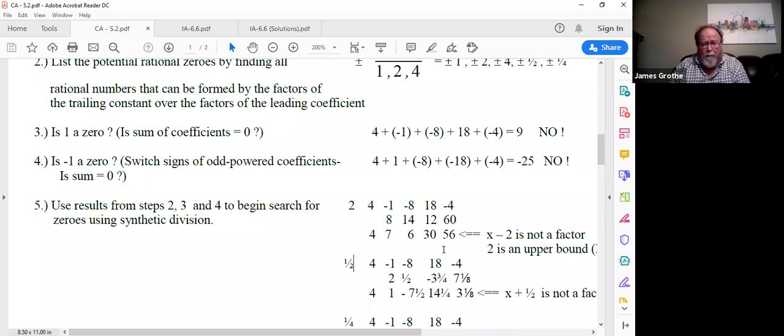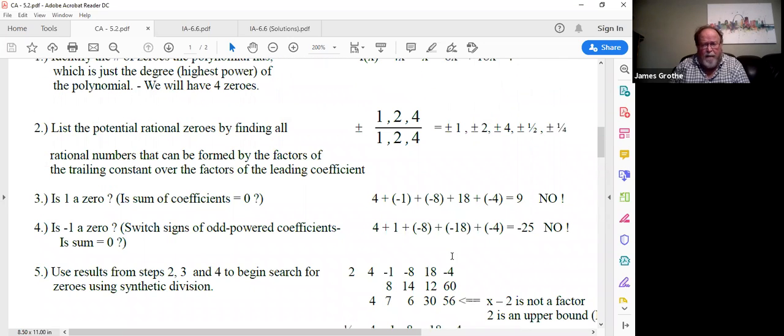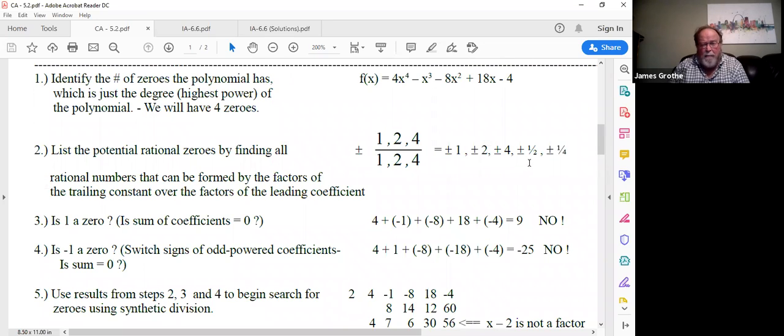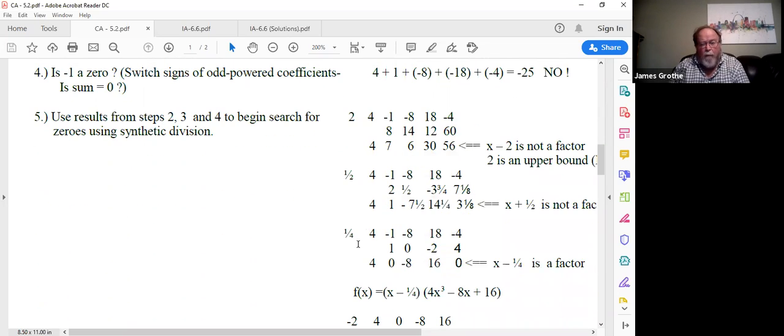Well, remember again, I know I've got a positive 0, and I've ruled out all the positive possibilities that are rational, except for 1, and that's a 1/4. So let's try it. When I plug a 1/4 in, I bring the 4 down. 4 times 1/4 is 1. I add the negative 1 and 1 and I get 0. I multiply 0 times the fourth and get 0. Add negative 8 to 0 and get negative 8. I multiply the negative 8 times 1/4 and I get a negative 8/4, so negative 2.